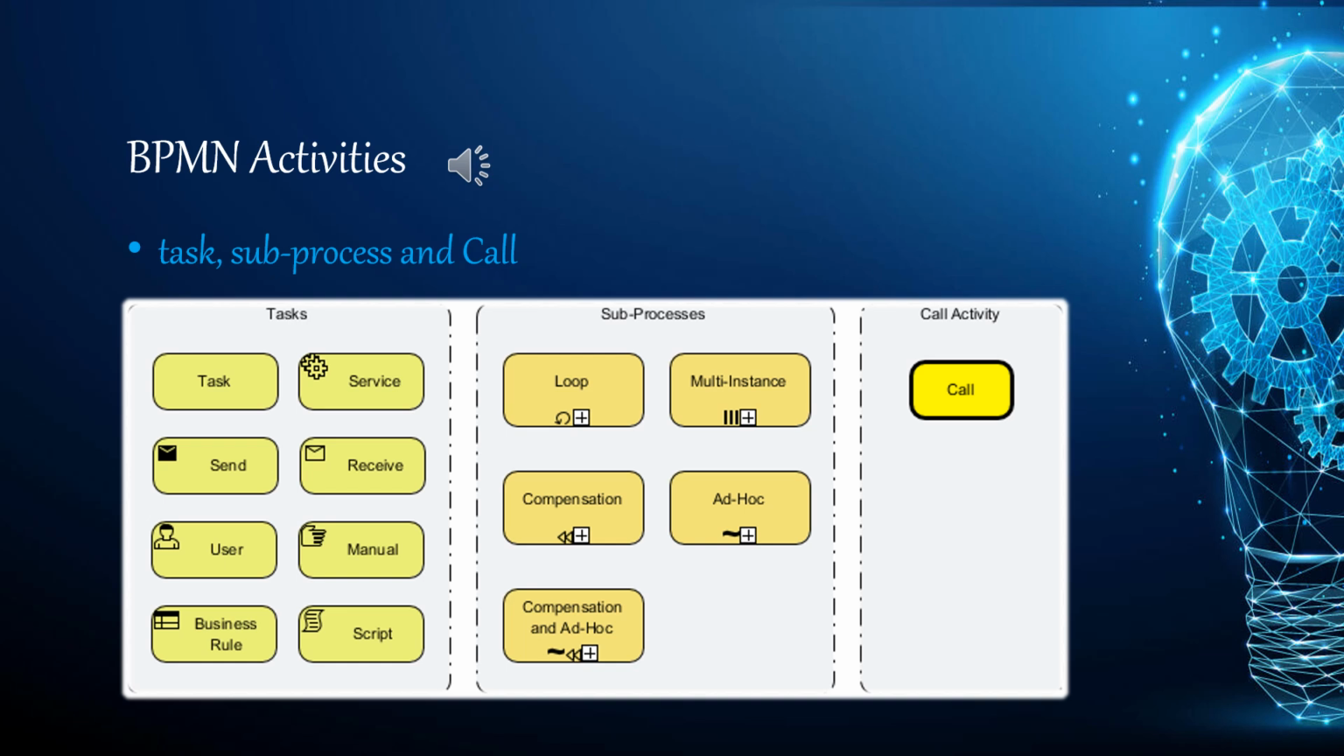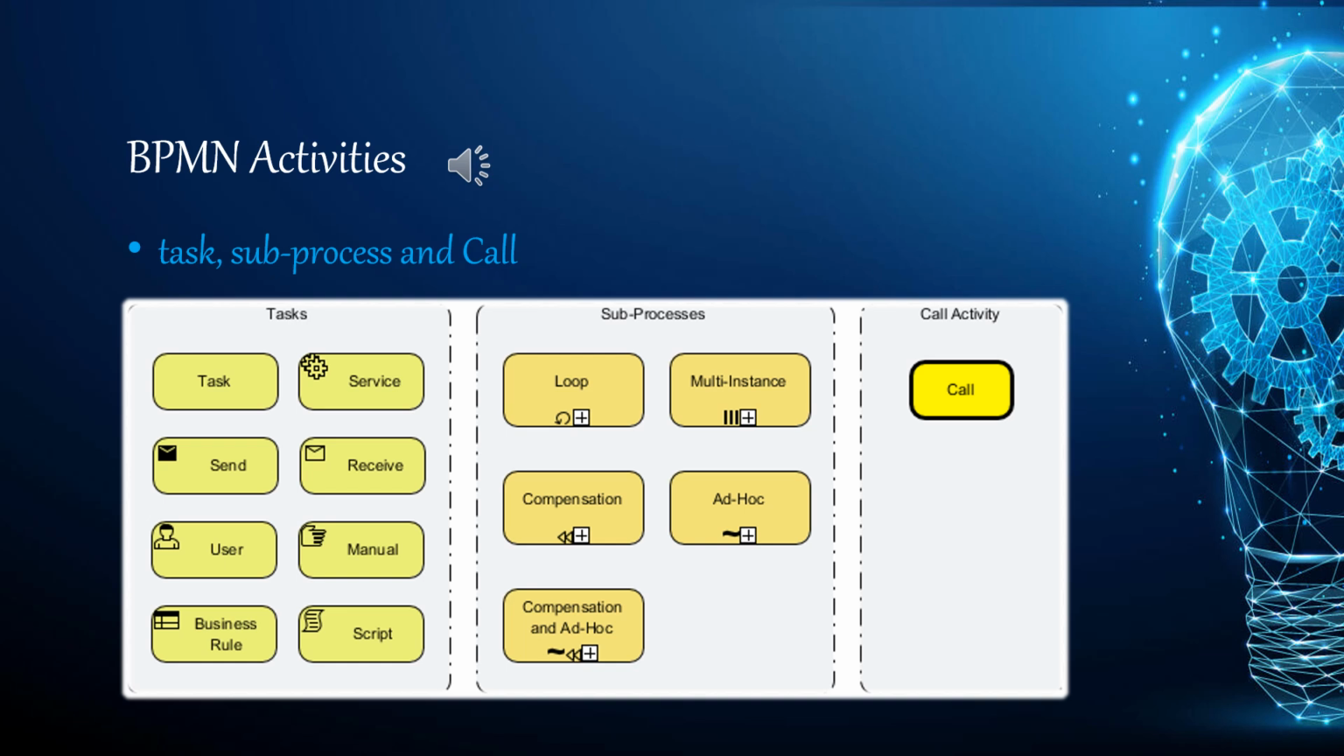Let's move on to BPMN activities. A BPMN activity is simply work that a company or organization performs in a business process. An activity can be atomic, that is a task, or decomposable, which is a sub-process. There are basically three BPMN activity types: BPMN task, sub-process, and call activity.